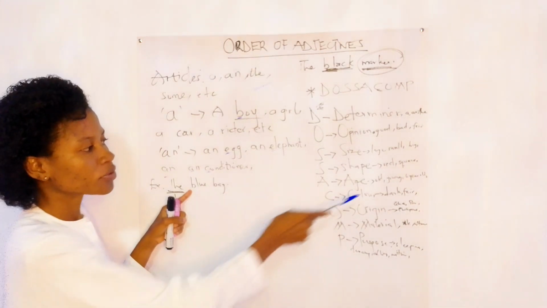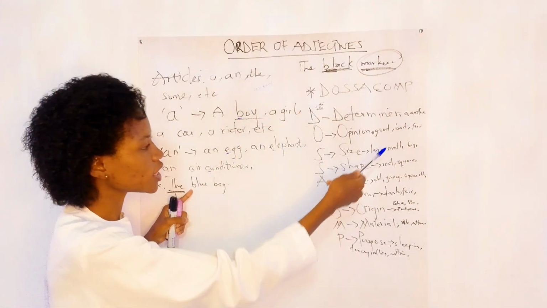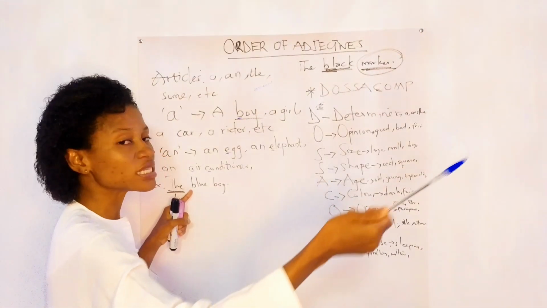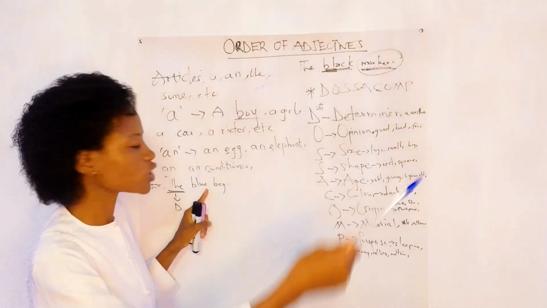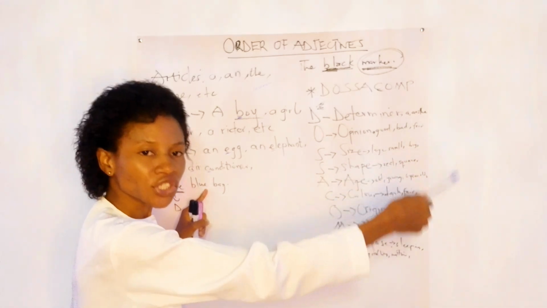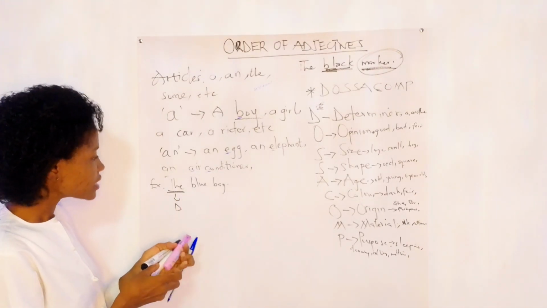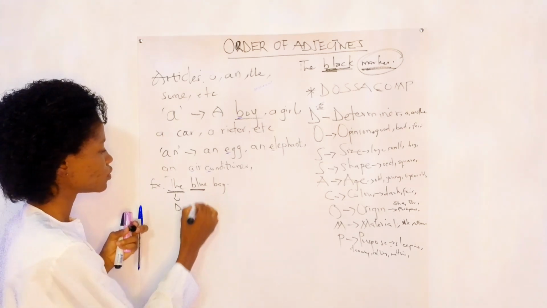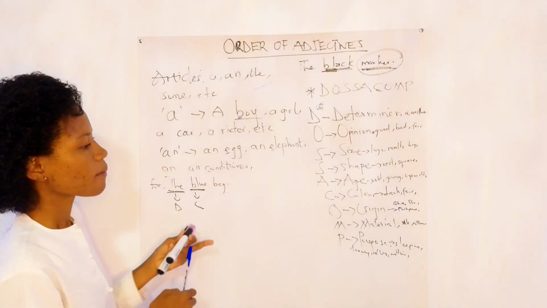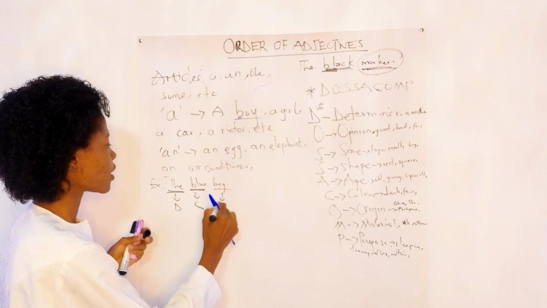Shape, there's nothing like shape. Shape is rectangular, square. There's nothing like that in this statement, so we move on to the next one. Age. Age is what? Old, young, 6 years old, etc. There's nothing like that in this statement, so we move on to the next one. Now the next one is color. Color, we have dark, fair, yellow, red, blue. Do we have blue here? Yes. So the next one is blue, which is color. And then bag, okay? Bag is a material, so the next one is bag.